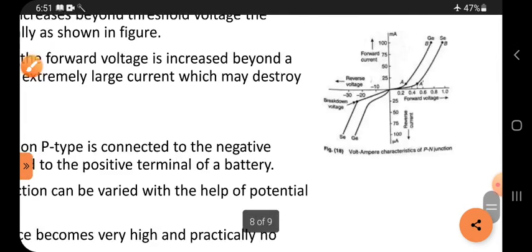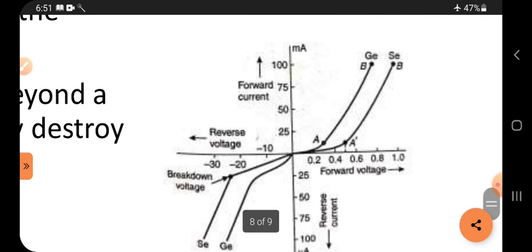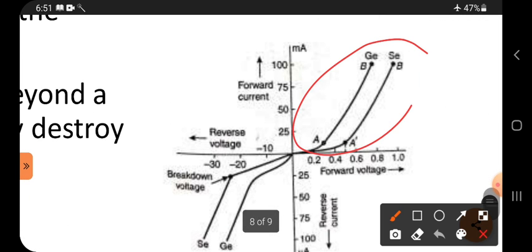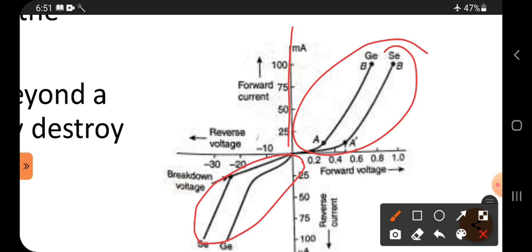And see, this is the forward bias diagram. This is only the forward bias diagram, but this one is in reverse bias. In forward bias, current is taken along the y-axis and voltage is taken along the x-axis. These are negative current and negative voltage.